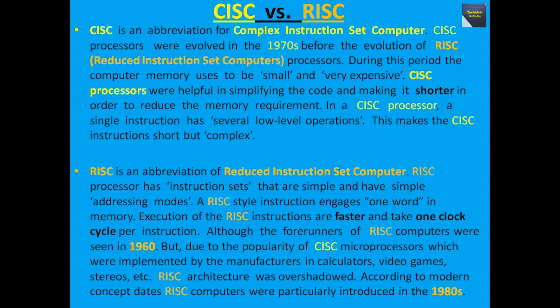This makes the CISC instructions short but complex, whereas RISC is an abbreviation of Reduced Instruction Set Computer. A RISC processor has instruction sets that are simple and have simple addressing modes. A RISC style instruction engages one word in memory. Execution of RISC instructions is faster and takes one clock cycle per instruction.